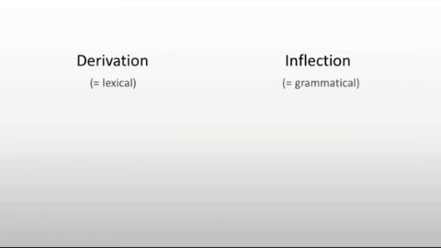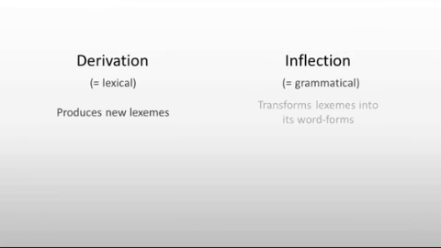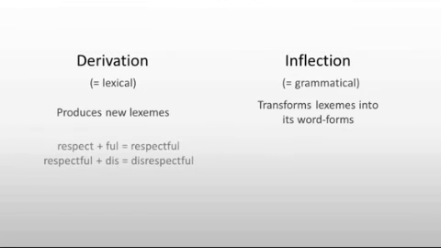Now let me point out the difference between inflection and derivation. First of all, if you stumble upon the term lexical, it refers to derivation, whereas grammatical refers to inflection. Derivation is a process which forms new lexemes. Inflection's job is to transform such lexemes into their respective word forms to make them fit into a sentence pattern. An example for derivation is adding the suffix full to the lexeme respect, resulting in the word respectful.